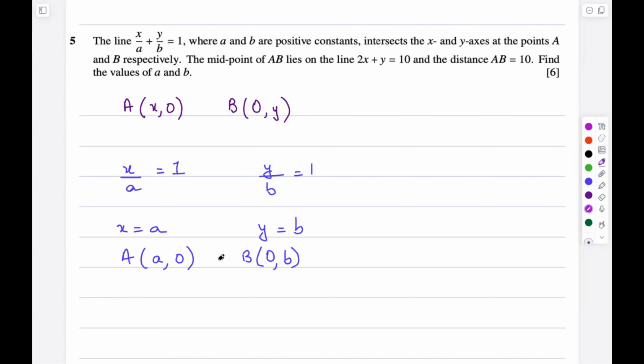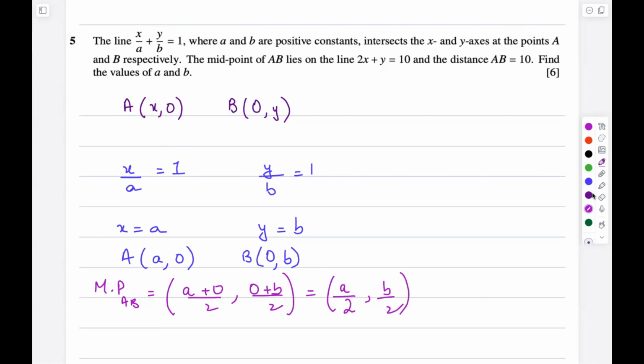Now, as the midpoint of AB lies on the line 2x plus y equals 10, in the first step, finding the midpoint of AB, that will be (x1 plus x2) upon 2, which will be (a plus 0) upon 2, comma (0 plus b) upon 2. So the midpoint will be a upon 2 and b upon 2.